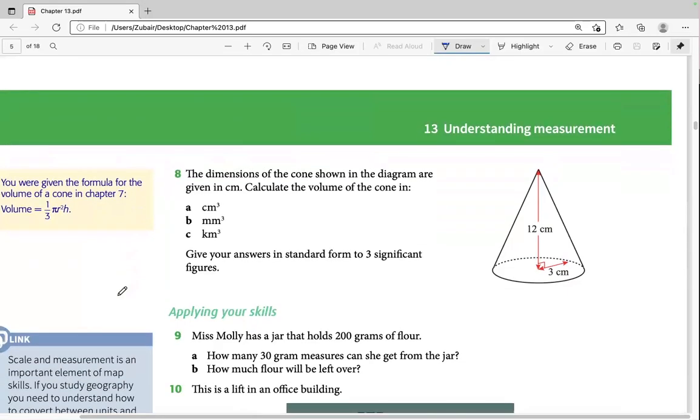Just in order to try different questions. The dimensions of the cone shown in the diagram are given in centimeters. Calculate the volume of the cone in centimeters cubed, millimeters cubed, and so on. Now this is 1 by 3 into area of base into height. So 1 by 3 into area of base, which is pi r square, into height, which is 12. I'm not changing pi. So that is 3 into 3 divided by 3 into 12. I'm getting 36 pi. 36 pi centimeters cubed.